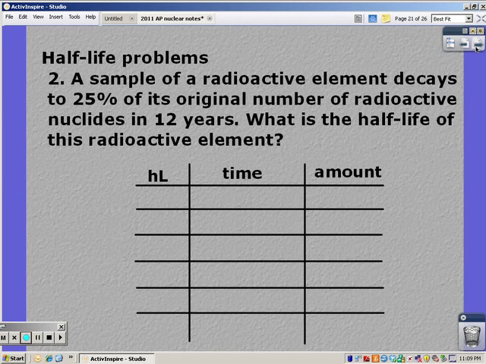On this problem, it says a sample of radioactive element decays to 25% in 12 years, and we're trying to find the half-life. So half-life is 0 and time is 0. And because we're dealing with percent, you should always start with 100%. Pause the video and try to figure out the rest of this one on your own.